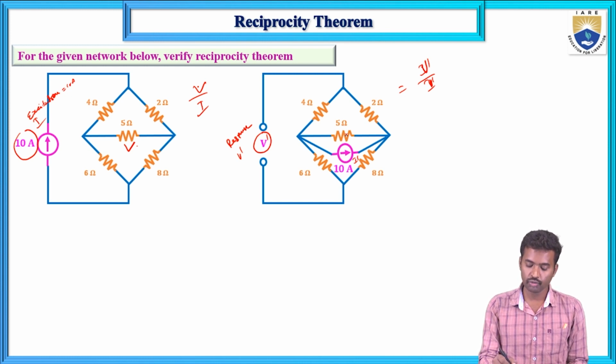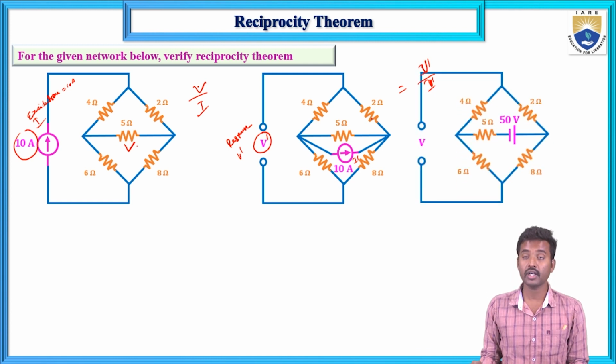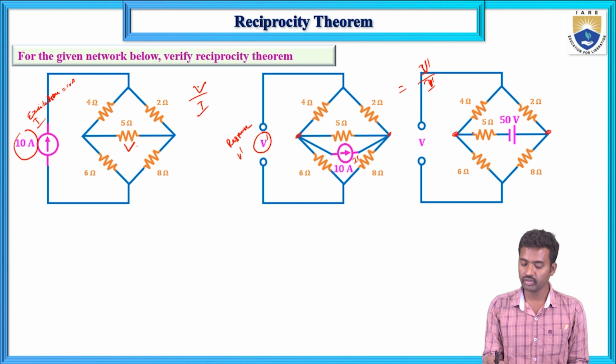Now here the 10 amps and 5 ohms are connected in parallel. So using the source transformation technique, a current source in parallel with a resistance can be replaced at any terminal by a voltage source in series with the resistance. That voltage source equals V equals IR. So 10 into 5 equals 50 volts.